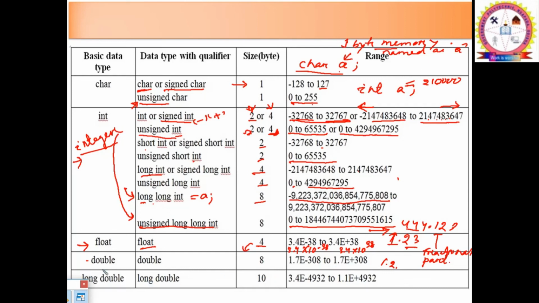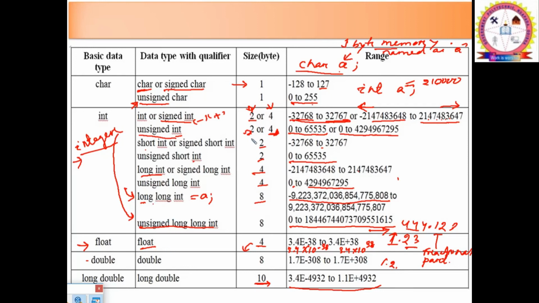And if you still need a very large floating point value, you can declare a long double, right? So long double will occupy 10 bytes from the memory. That means it can store very large numbers: 3.4e minus 4932 to 1.1e plus 4932. So these are the data types which you can use according to your requirements.